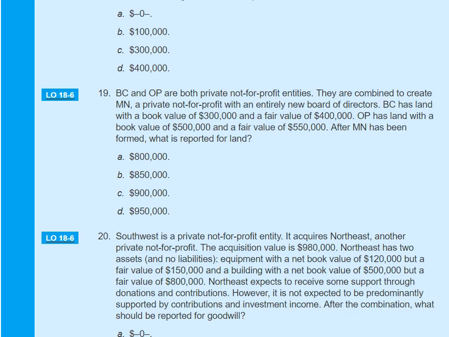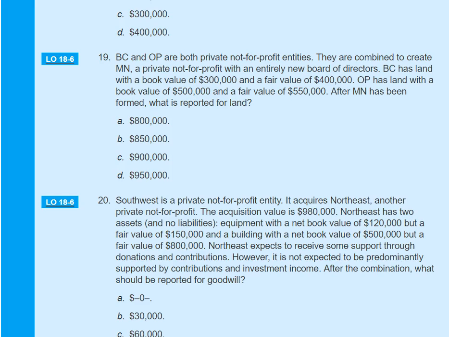Number 19, it says that BC and OP are both private not-for-profit entities, and they are combined to create M. Here, this is a case of merger. They are creating a new entity. No one is controlling the other party or acquiring each other. So now they have this BC. It has a land; it is mentioned that book value is 300,000 and the fair value is 400,000.